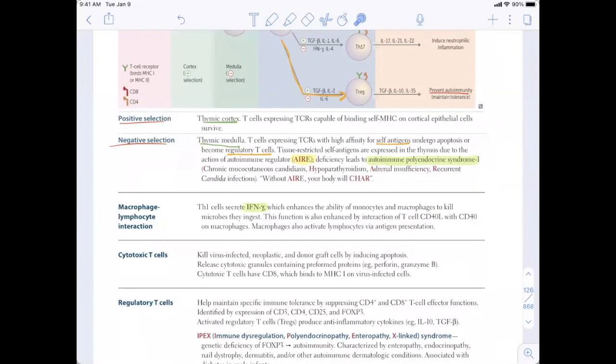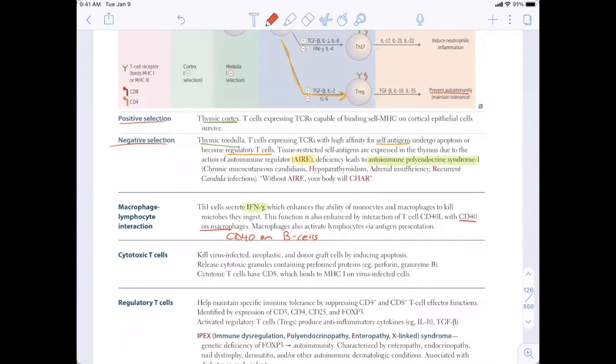Now, the CD40 ligand is usually on the helper T cell. That's the other part. The CD40 ligand is always on the helper T cell. The CD40 would be on the macrophage. And as we move forward, you may also find CD40 on B cells as well, which would remind you that B cells sometimes can act like antigen-presenting cells, just like macrophages do, okay?